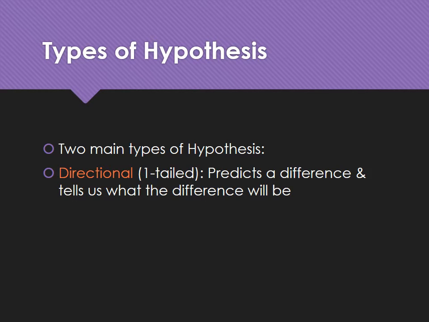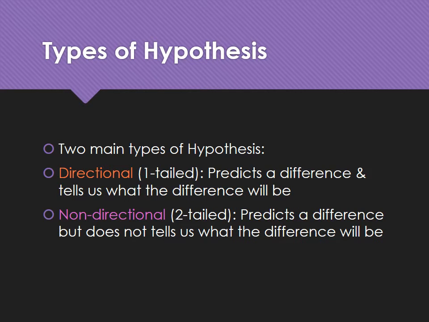So there are two main types of hypotheses that you need to know. Our first is called a directional hypothesis, which can also be called a one-tailed hypothesis. You might see that written about sometimes. It's the same thing, but in particular there will be a difference, and it tells us what the difference will be. Then we've got our non-directional hypothesis, which can also be called a two-tailed, and again it predicts a difference, but it doesn't tell us what that difference is.